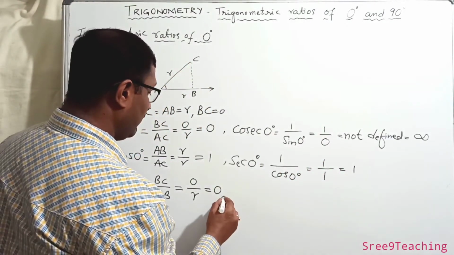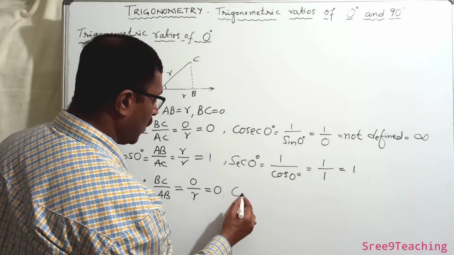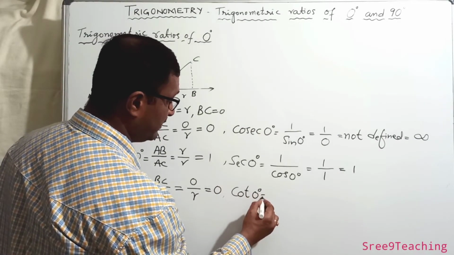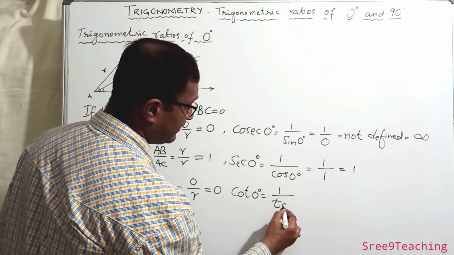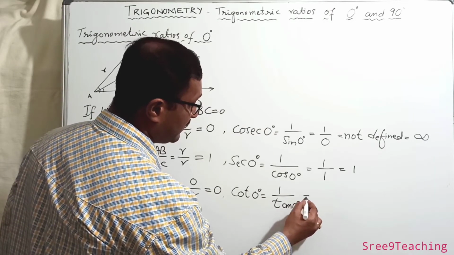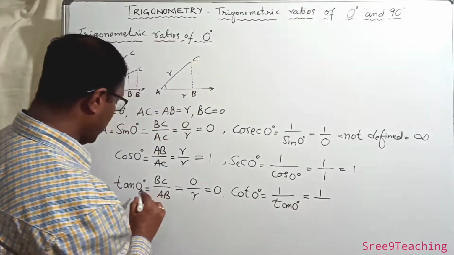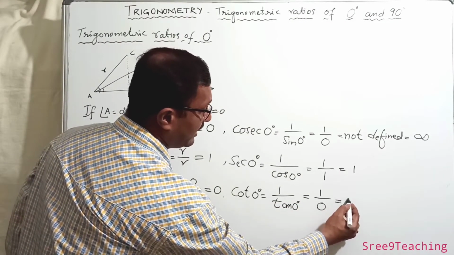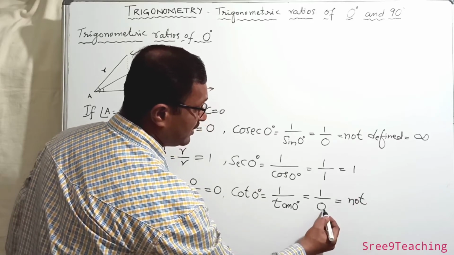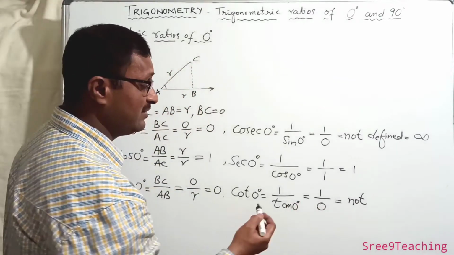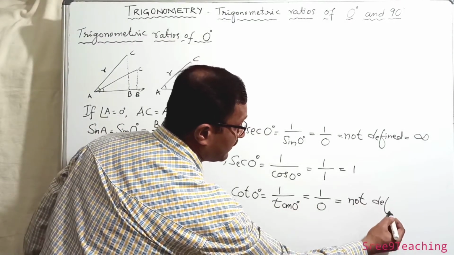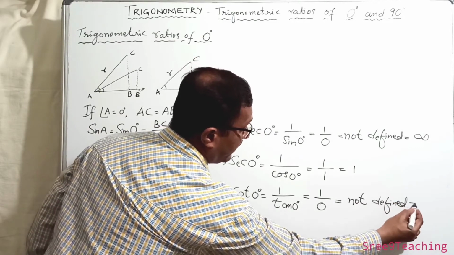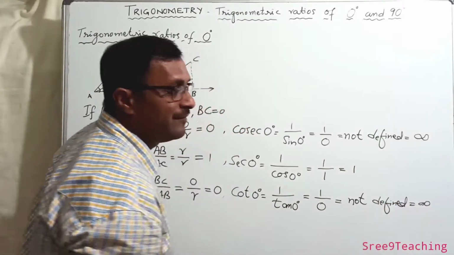Now, the reciprocal of tan is what? Cot. So cot 0 degrees is equal to 1 by tan 0. So 1 by tan 0, what is tan 0? We got tan 0 degrees is 0. So 1 by 0 is also not defined, because the denominator should not be 0. If it is 0, it is not defined, or it is equal to infinity.